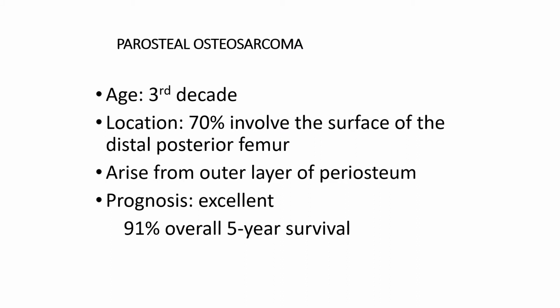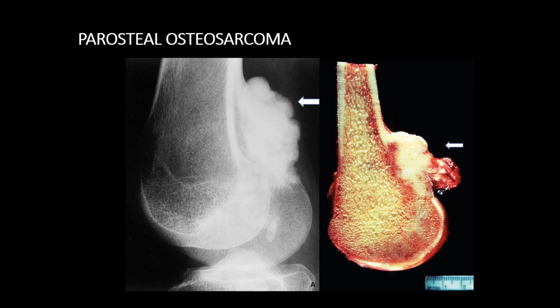Parosteal osteosarcoma is a low-grade osteosarcoma with characteristic location on the surface of the distal posterior femur, mostly seen in the third decade of life, arising from the outer layer of periosteum, and has good prognosis compared to conventional osteosarcoma. X-ray shows mineralized mass of posterior distal femur attached to the cortex with a broad base, pointed with arrow. Next is a gross picture showing a similar finding of mineralized mass of posterior distal femur attached to the cortex. Localization is very characteristic for parosteal osteosarcoma.